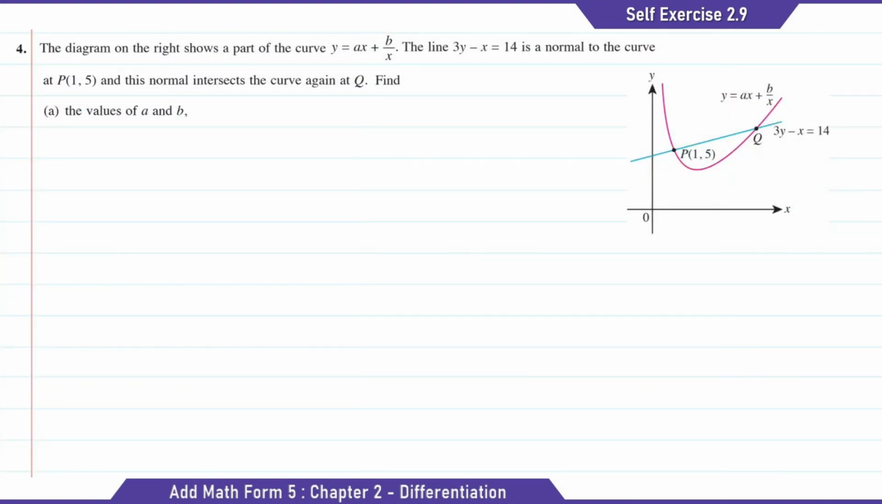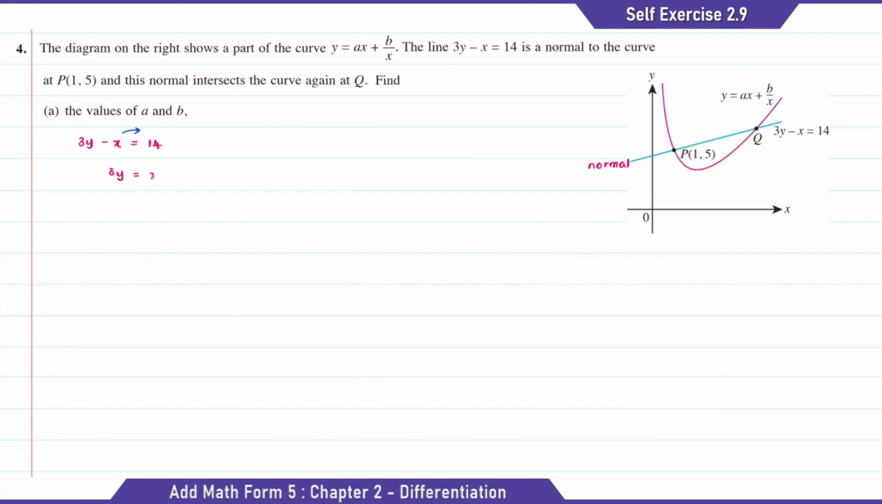Question number 4. The diagram on the right shows a part of the curve y equals ax plus b over x. The line 3y minus x equals 14 is a normal to the curve at P(1, 5), and this normal intersects the curve again at Q. Find the values of a and b. First, we're going to change the equation of the normal given into the form y equals mx plus c.